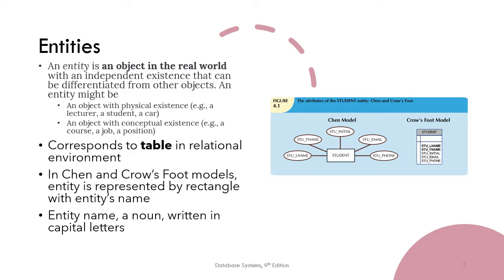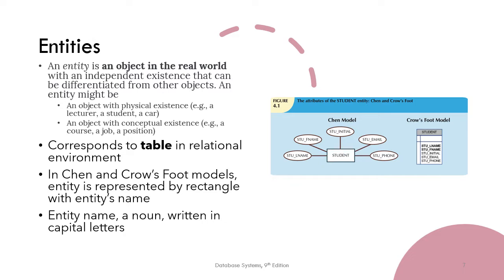Okay, we go to the first item, that is an entity. It is an object in the real world. It is an object with an independent existence that can be differentiated from other objects. So an entity might be, for example, an object with physical existence: student, car, lecturer, classroom, laboratory, building, and so on.